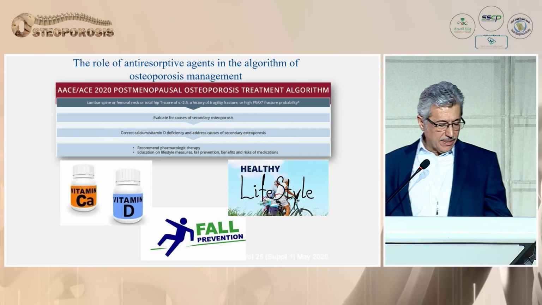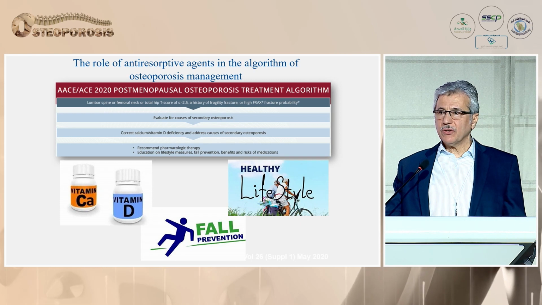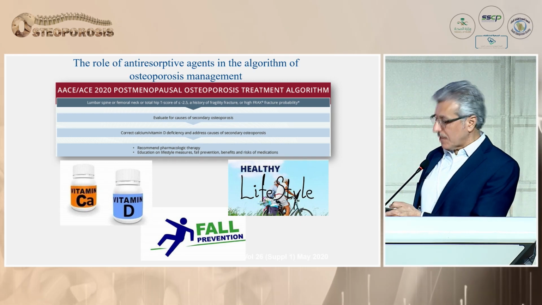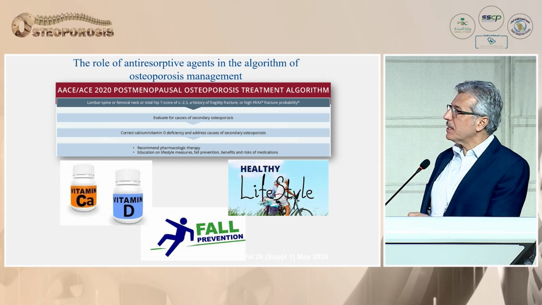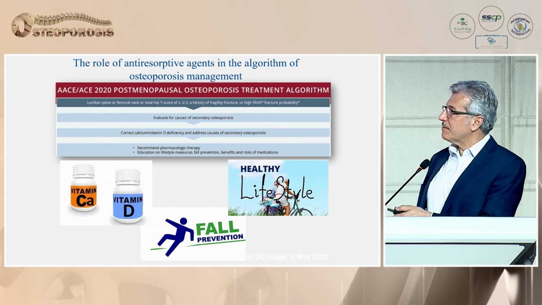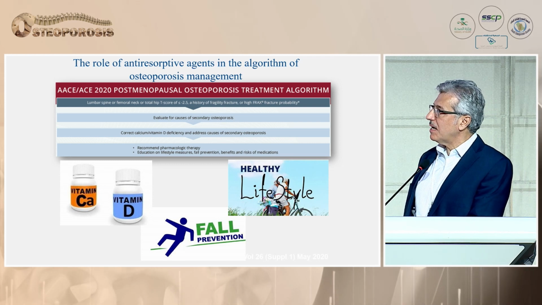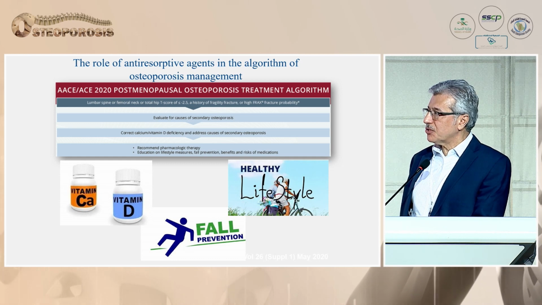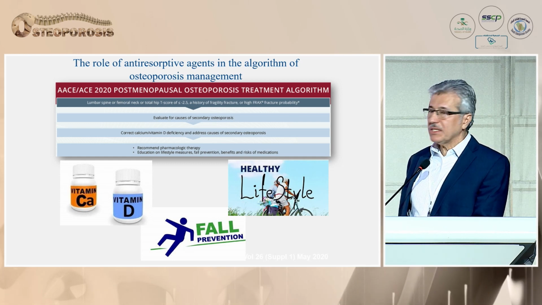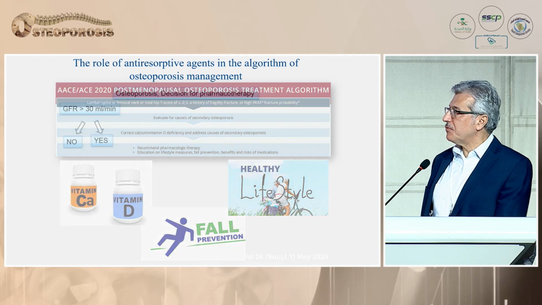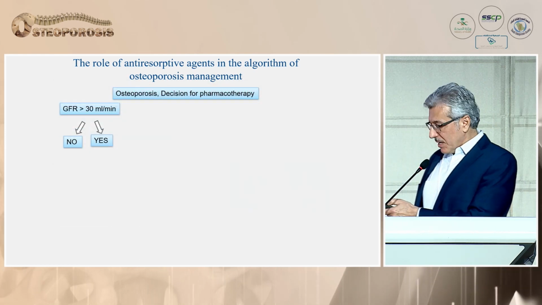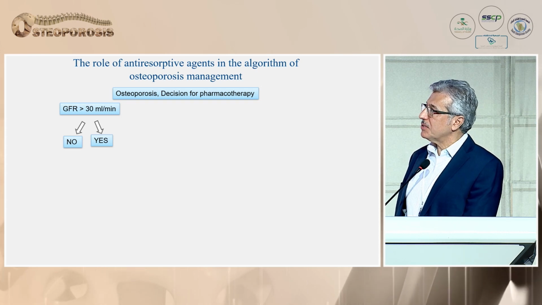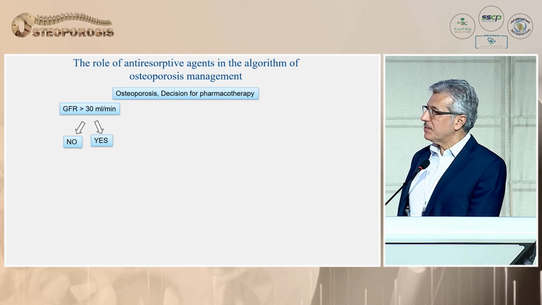So finally, just to mention the location of those agents within the algorithm. This was discussed earlier by Dr. Al-Muhayya, but I'll just wrap it quickly. Of course, I just chose the ACE guideline because it's simpler. Of course, lifestyle, fall prevention, calcium, and vitamin D should be in good position before any treatment. So if we made a decision for osteoporosis pharmacotherapy treatment, we have to ask about the renal function.